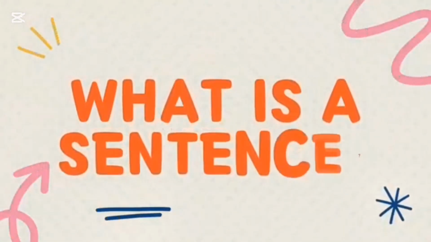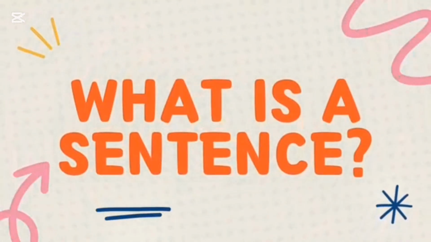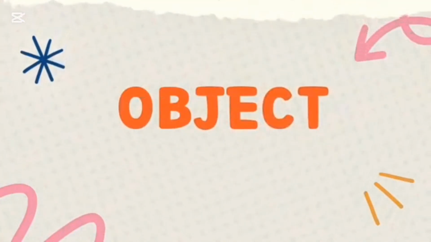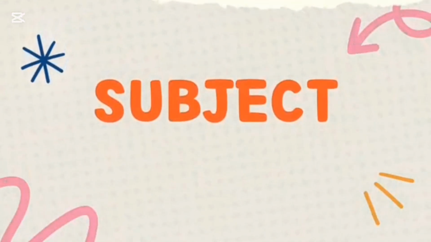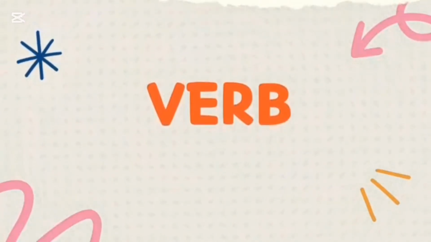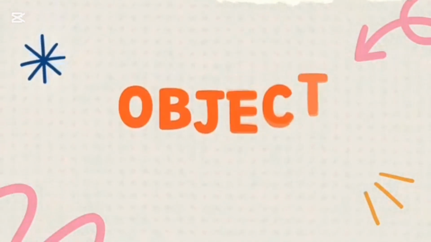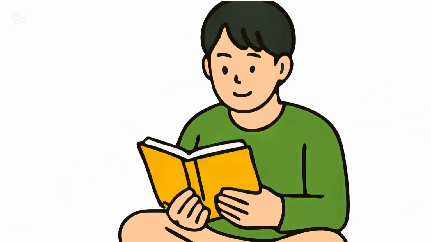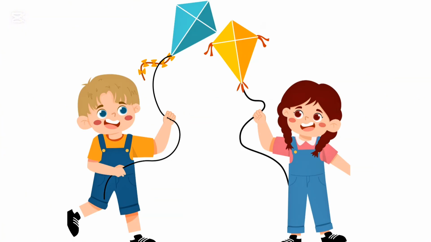In English, most sentences follow a very simple order: subject plus verb plus object. Subject: the subject is the person or thing doing the action. For example, I, you, we, they, John, the teacher. Verb: the verb is the action. Examples of verbs are eat, read, play.